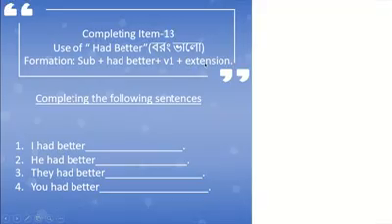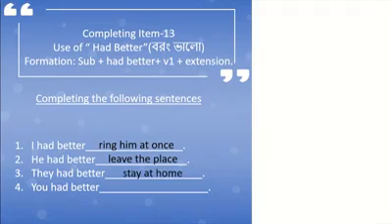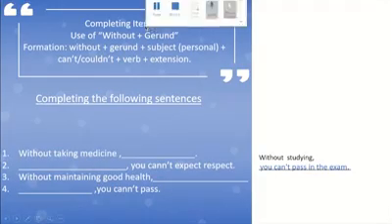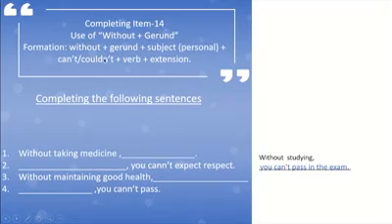Next example is completing item 13. Use of had better. The Bangla meaning is "বরং ভালো". Subject plus had better plus verb 1 plus extension. By following this formation, we have to complete the following sentences. I had better ring him at once. The next example is, he had better leave the place. Third example is, they had better stay at home. And last example is, you had better do the work.